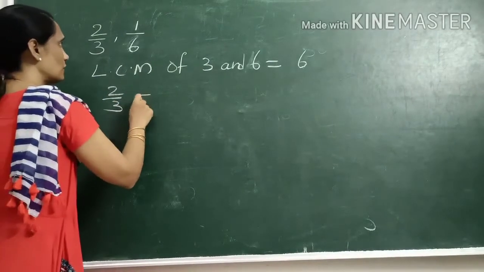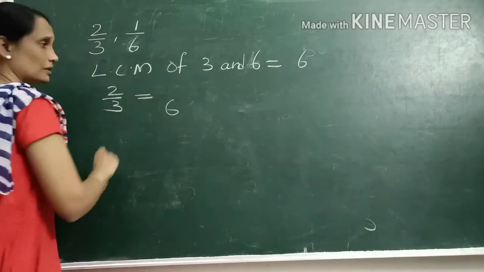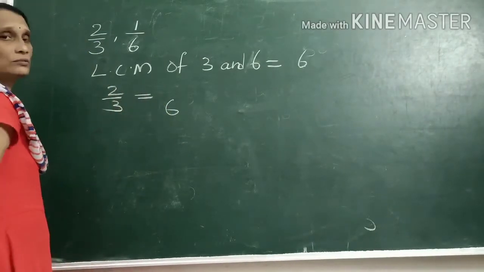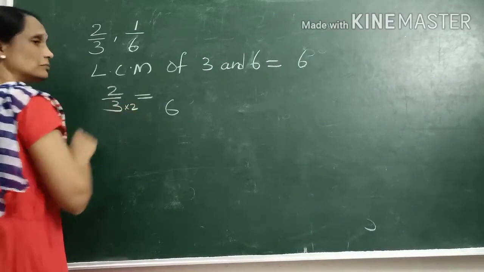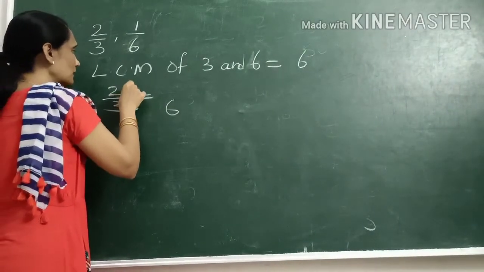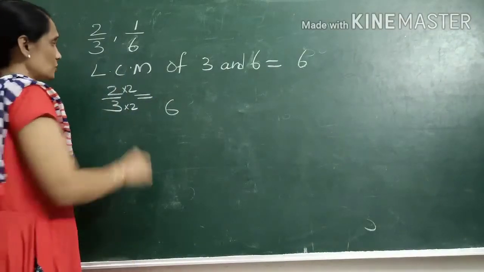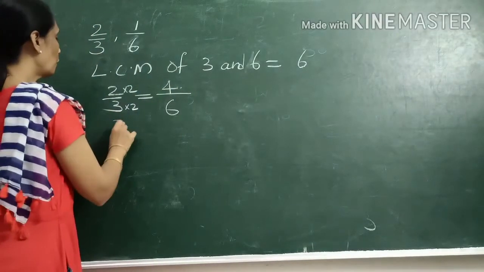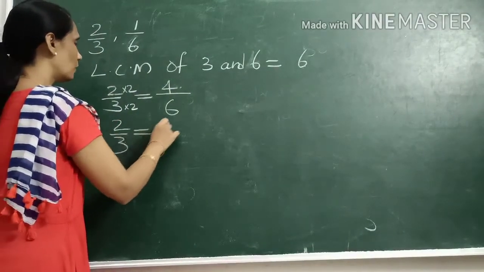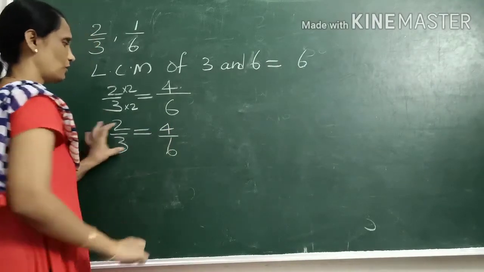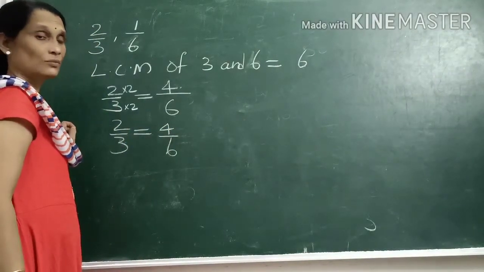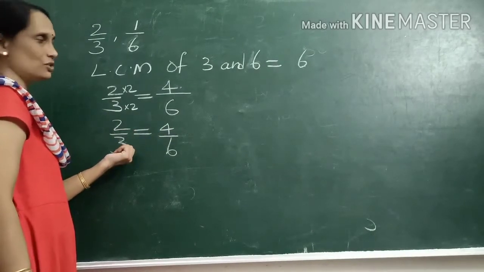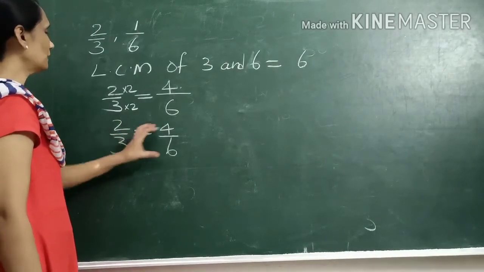2 by 3 is to be changed into a fraction with denominator 6. To get 6, by what number should 3 be multiplied? 3 should be multiplied by 2. So the numerator also should be multiplied by 2. 2 2s are 4. We got 2 by 3 equal to 4 by 6. These two are equivalent fractions, because when we simplify this, again we get 2 by 3.